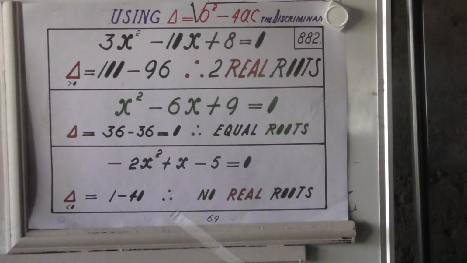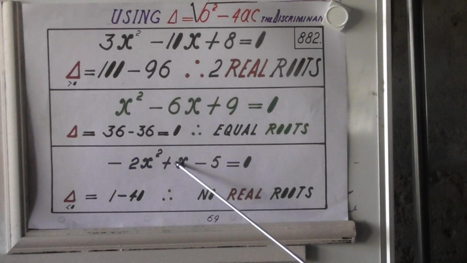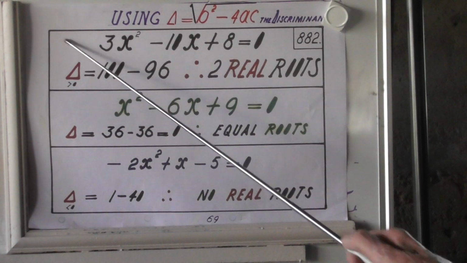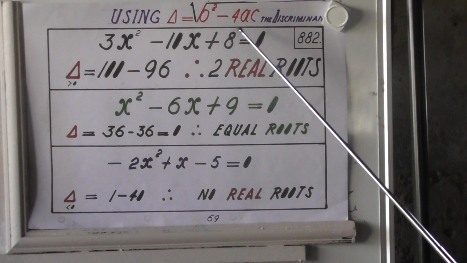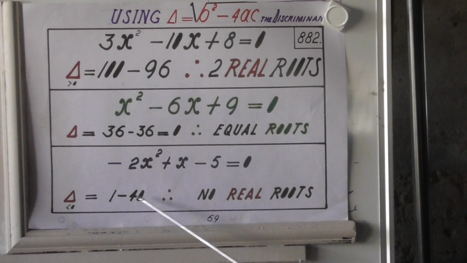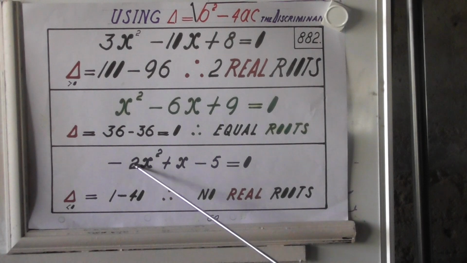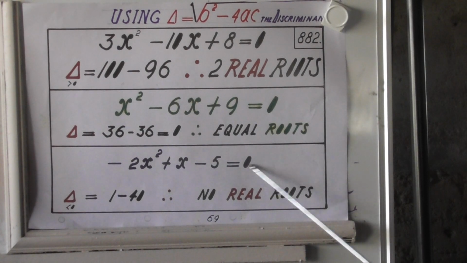Let's do this one. B squared is 1. Negative is positive, negative is negative, so that is negative. Well, 4 2s is 8, times 5 is 40, so that is a negative number. In other words, there are no answers.